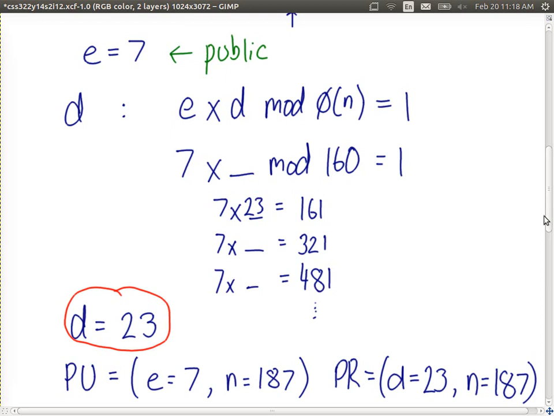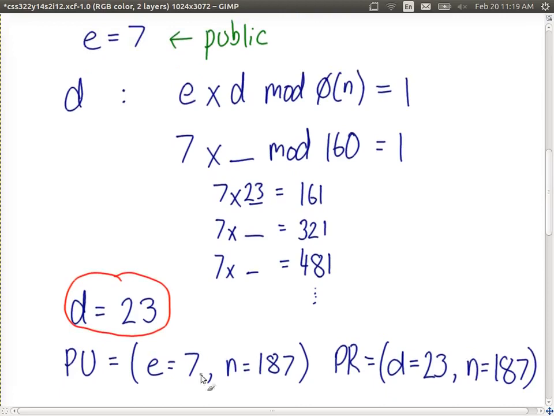The algorithm is public. The attacker knows how I did this. And the result of the algorithm is two what we say keys, but they are actually made up of a pair of values. The public key is a value of E and N. E is 7, N is 187. I can tell everyone those. I tell you my value of E is 7, my value of N is 187. You'll need them to encrypt and decrypt.